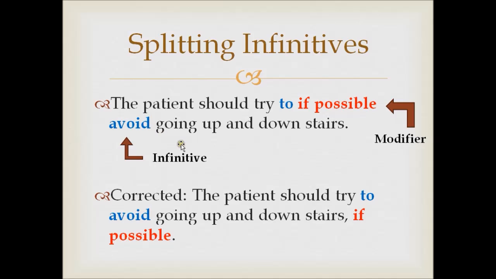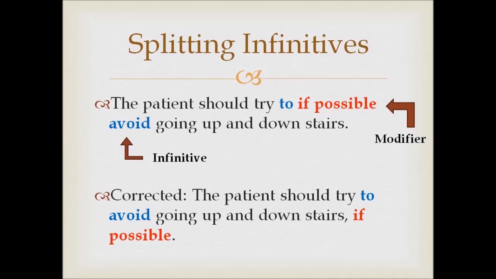So in this case, we've moved the modifier all the way to the end of the sentence. The patient should try to avoid going up and downstairs if possible. You could put it here: the patient should try, if possible, to avoid going up and downstairs, whichever sounds best. But the point is, it doesn't come in between that infinitive and verb.